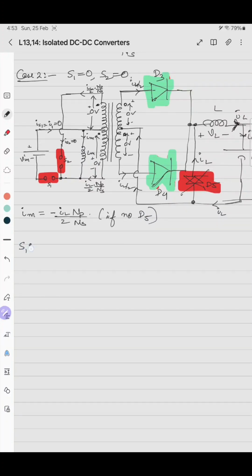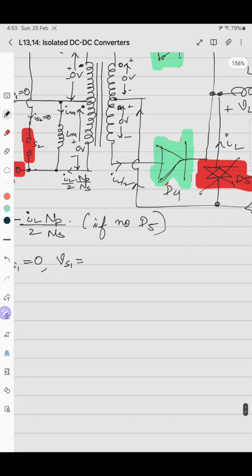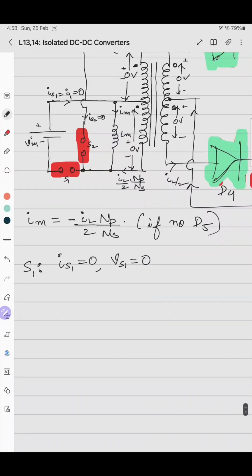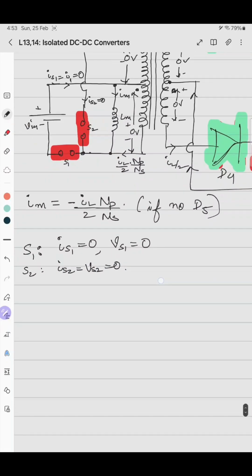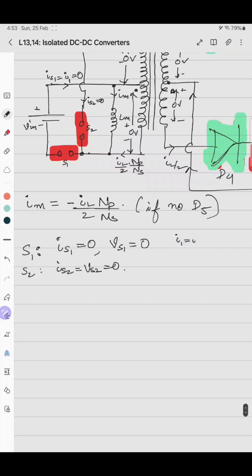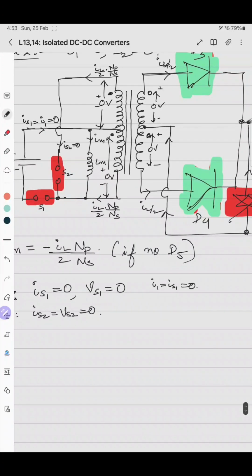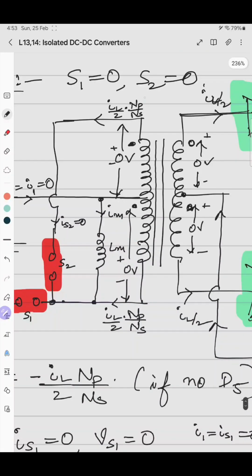So for S1, IS1 will be 0, but what will be the VS1? There is no voltage induced, so VS1 will be 0. Similarly for S2, IS2 equals VS2 equals 0. So I1 will be IS1, which is equal to 0. And here this current should be induced, but as this switch is turned off, this current should ideally be equal to 0.